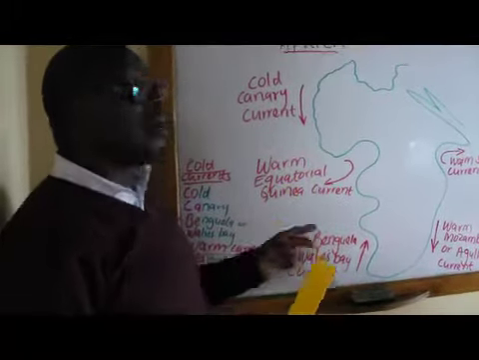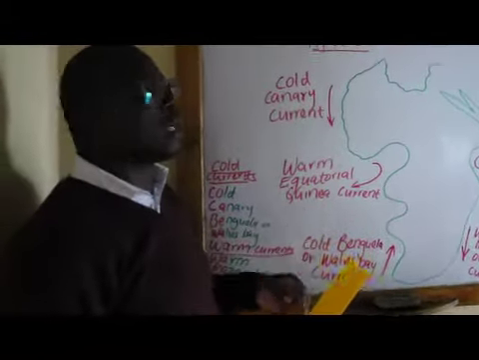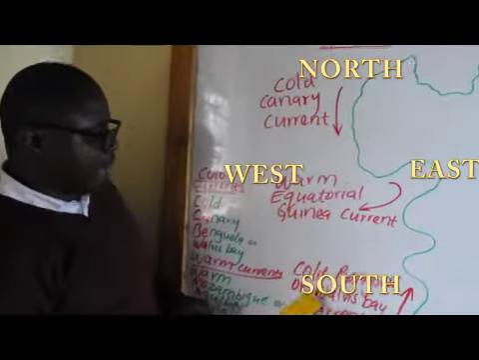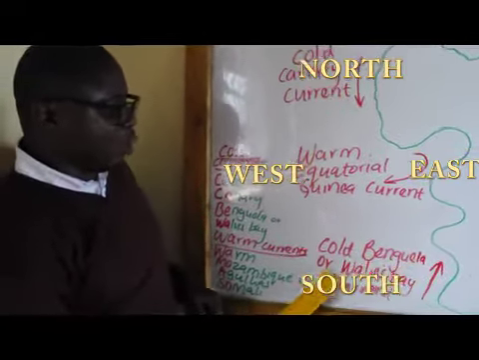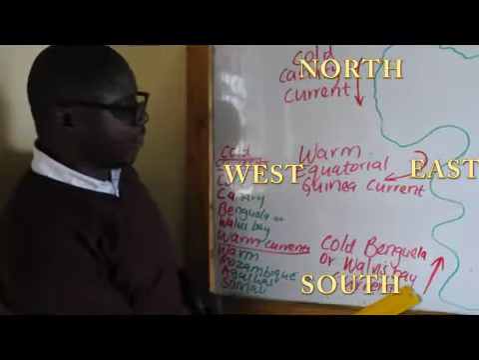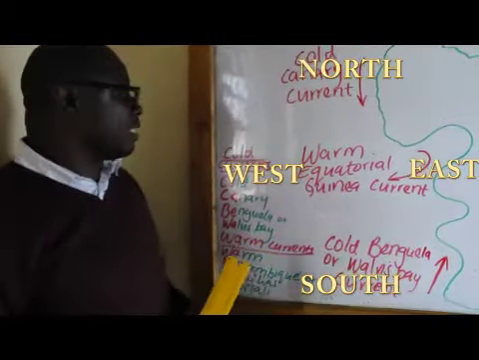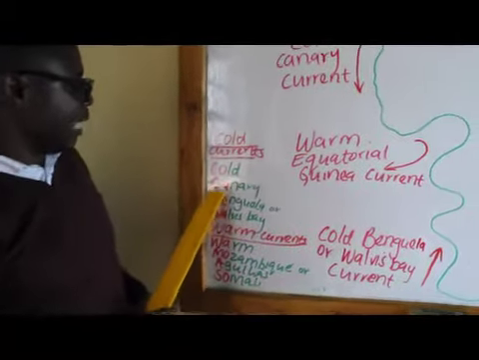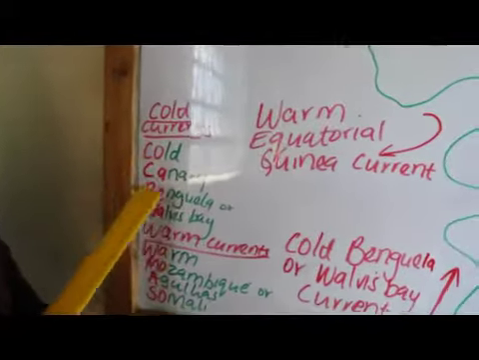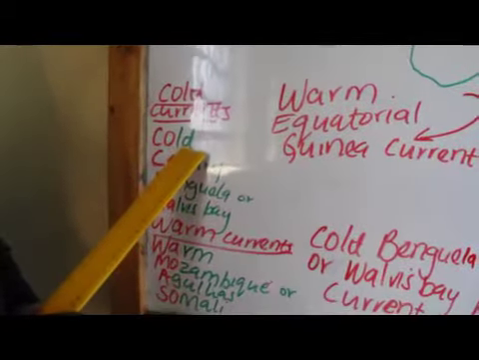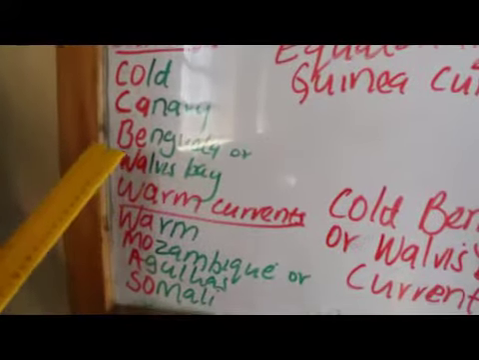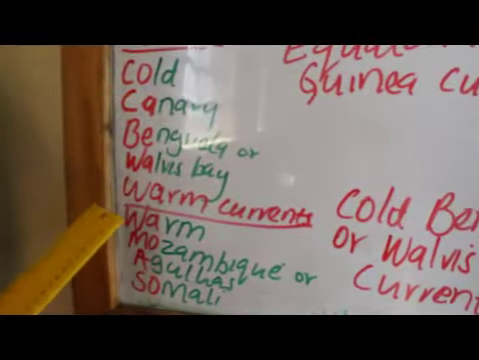And I've said that Africa is washed by two cold currents. This is the cold Canary current from the north, and then we have the cold Benguela current or Walvis Bay current from the south. If you want the formula for remembering the cold currents, we say Kokabewa. Ko standing for cold, Ka standing for Canary, Bewa standing for Benguela or Walvis Bay. So the formula is Kokabewa.